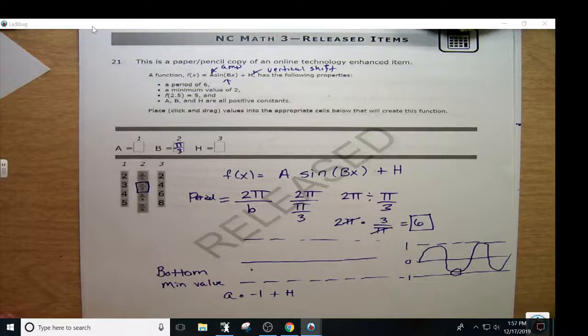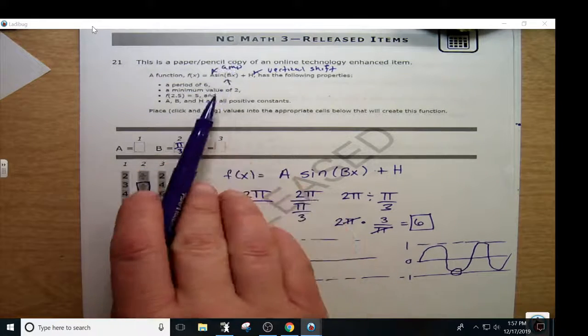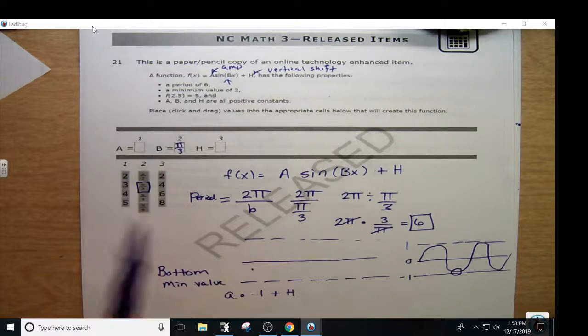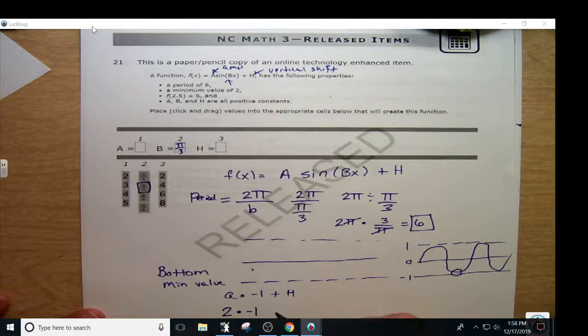So I know my amplitude is probably, with it being a value of 2, I'm going to say my amplitude is going to be 2. So I'm going to try it first. All right, now think about this: 2 times -1 is -2. What do I have to get to have a minimum value of 4?